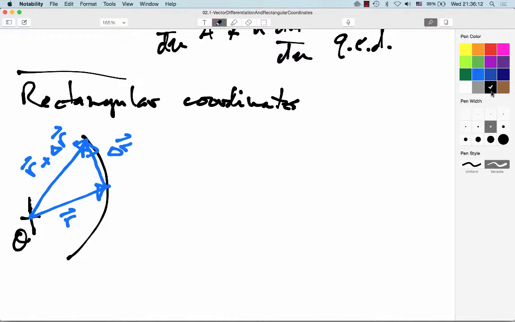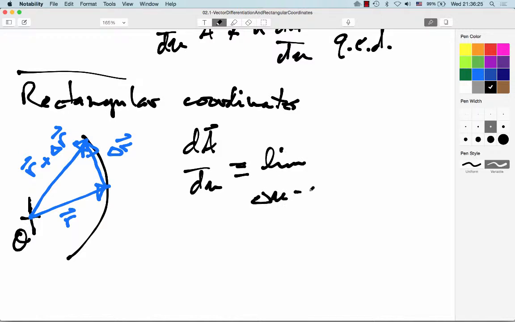Okay, if we go back to our idea of differentiation in general, dA du is defined to be the limit as delta u goes to 0 of delta A over delta u.